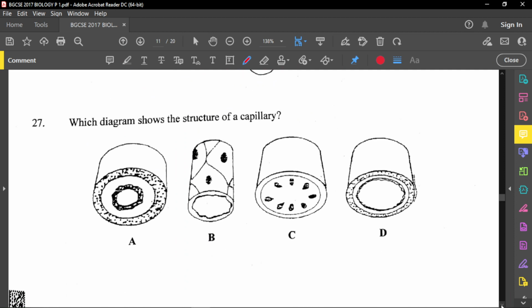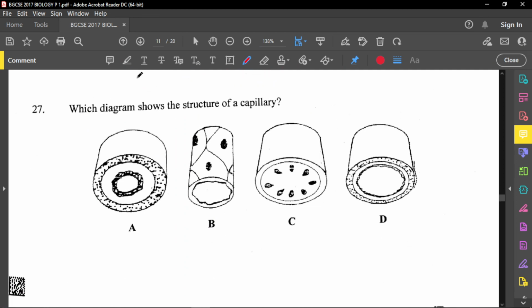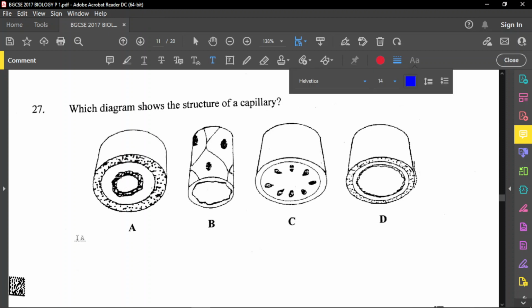All right, for question number 27, it said, which diagram shows the structure of a capillary? All right, so just to make a note right here, we know that A is thick and nice, right? So A must be an artery. Notice the lumen as well. The lumen is the tube section. So this is an artery. An artery, again, transports blood at high pressure. This is one cell thick, so know that this is a capillary. One cell thick is a capillary.